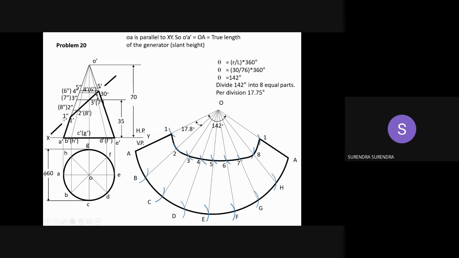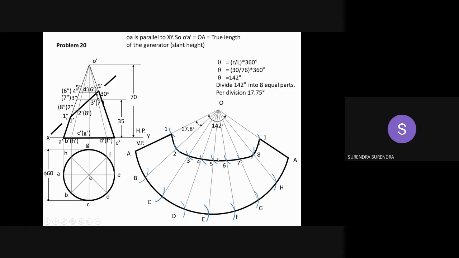Now mark the points on this cutting plane: 1, 2, 3, 4, 5, 6, 7, 8. Take it in order. 1 is on the generator AO. 2 is on the generator BO. 3 on generator CO. 4 is on the generator DO. Similarly 5 on EO, 6 on FO and so on.